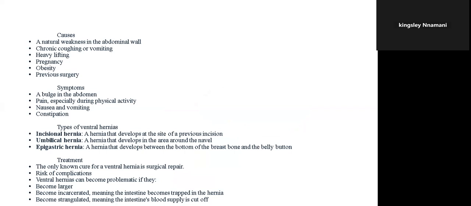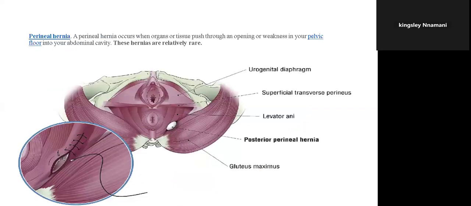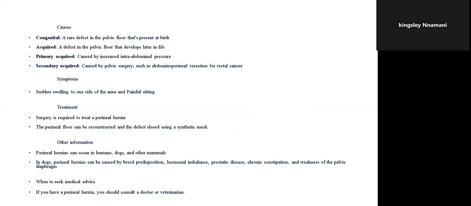Let's go straight to the next one, which is perineal hernia. Perineal hernia occurs when organs or tissues push through an opening or weakness in your pelvic floor. So here we are looking at the pelvic region. So there's another type of hernia that can take place there. Though it is rare, it still happens. So we have some of the causes.